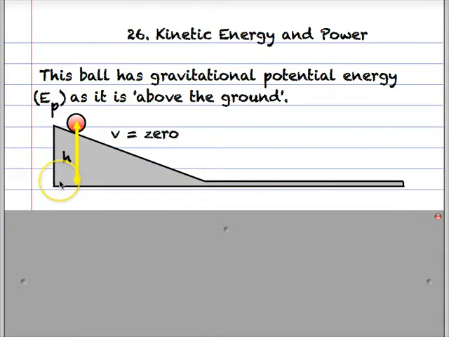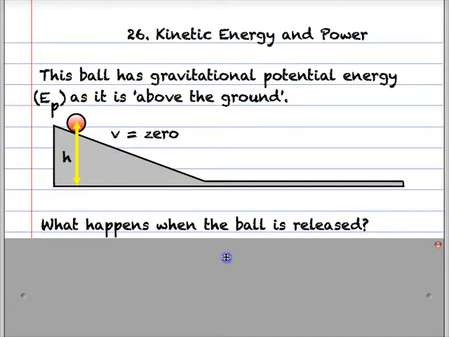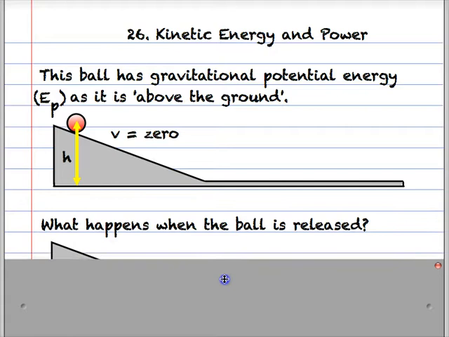Now in this image here, we can see that this ball is on a slope and it's raised above the ground, so it must have gravitational potential energy given by its mass times gravitational field strength times height. But I'm holding onto the ball, so at the moment its speed is 0. Now what happens to the ball when we release it?